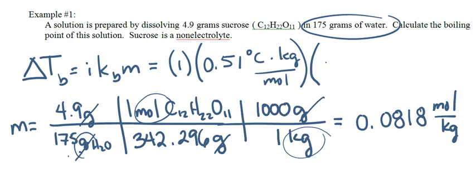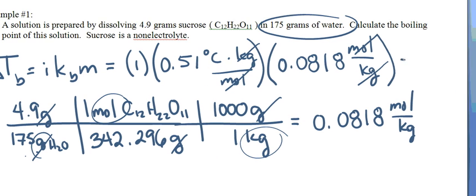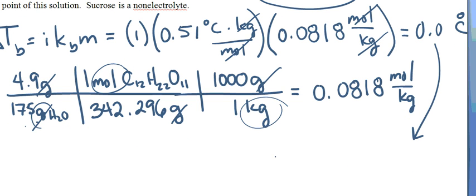So I can plug that in up here. The reason that constant has a goofy unit, degrees Celsius kilogram per mole, is so that the moles and kilograms cancel out. If you're careful, let those units talk to you and tell you that you're doing it right. So now I have the unit degrees Celsius. That number's in my calculator, so times 0.51. That changes the temperature by a total of 0.0417 degrees Celsius.